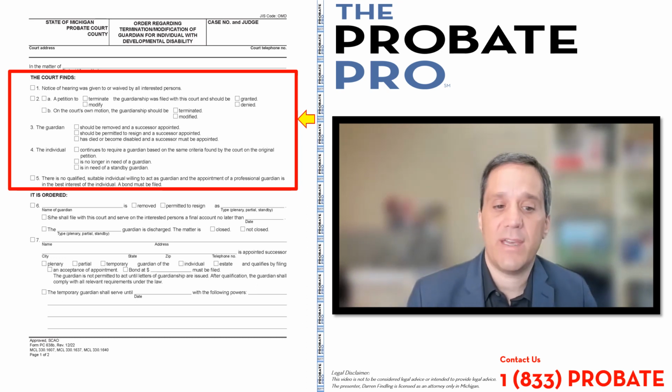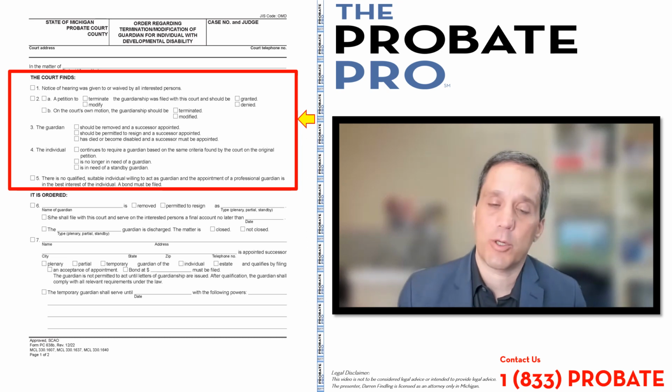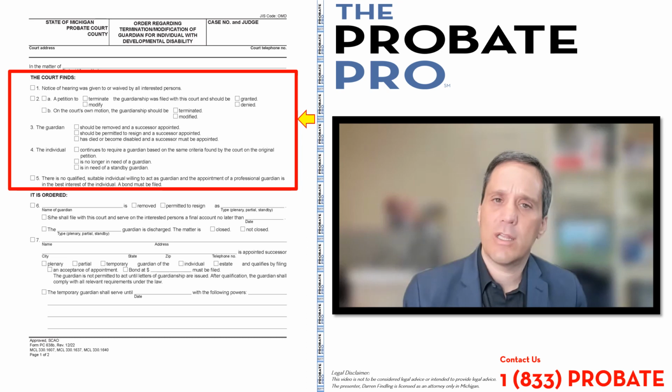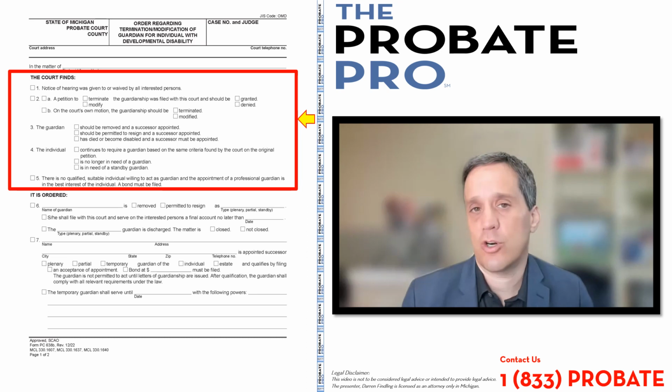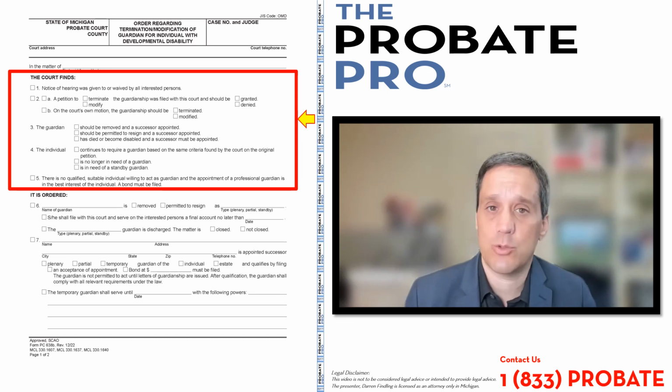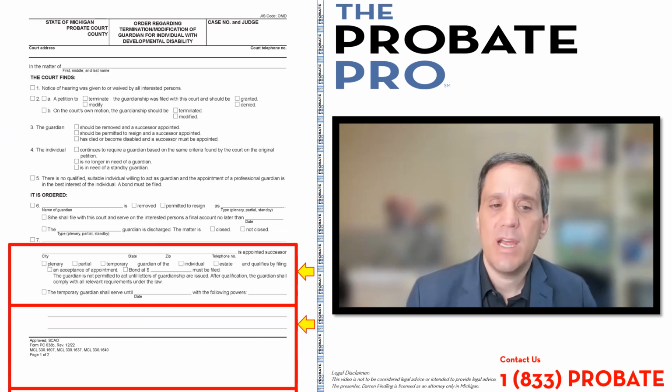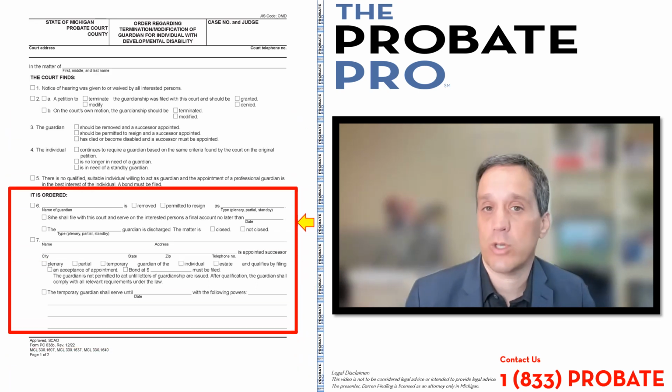Now, number 5 identifies that there's no suitable person to serve. So this would be a circumstance where there's no family member or loved one to provide the guardianship-related services. So the court is going to identify and select a professional guardian or agency to serve based on the best interests of the individual. In those cases, a bond has to be filed. That's a surety bond. The second portion identifies the court's order.